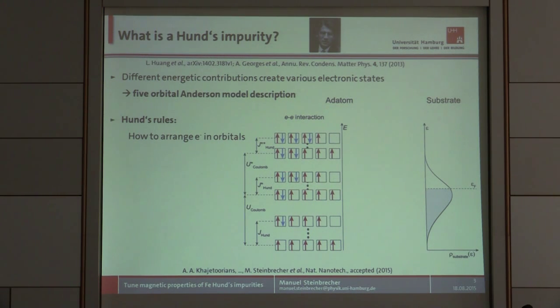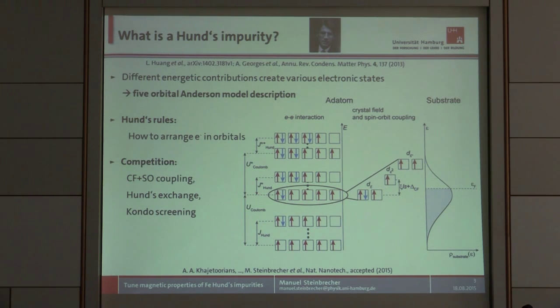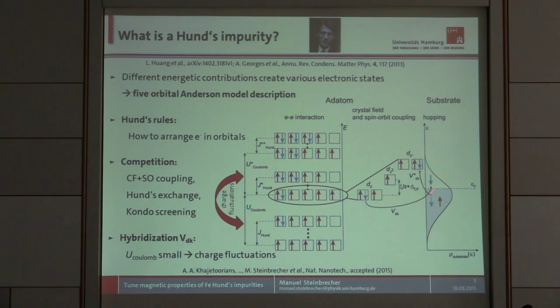Of course, you have to do this for all the states you can occupy, and there are various more configurations possible. And when you zoom into this configuration, which is the 3d6 configuration for iron, then you will see that there is more separation in the states by crystal field and spin-orbit coupling, and you get new hybridized orbitals, which then split the states here. And you can also then have hybridization between the atom and the substrate, and this leads, when you have a small Coulomb energy, which is the case in our system, to large charge fluctuations between these states.